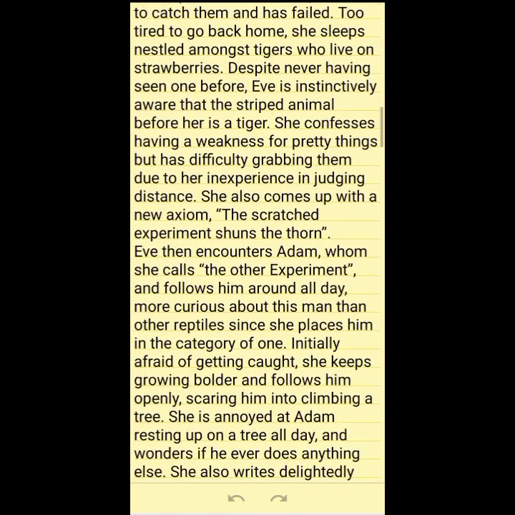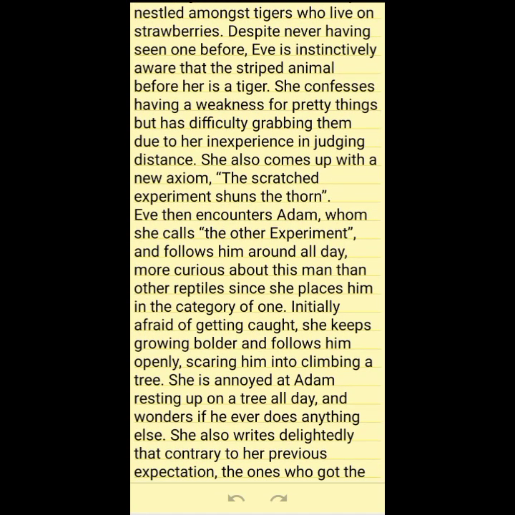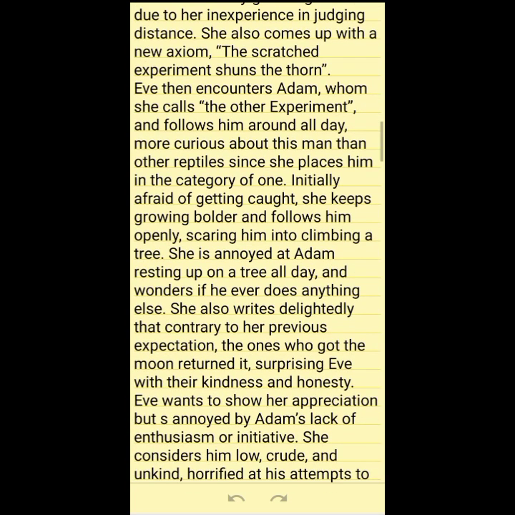Too tired to go back home, she sleeps nestled amongst tigers who live on strawberries. Despite never having seen one before, Eve is instinctively aware that the striped animal before her is a tiger. She confesses having a weakness for pretty things, but has difficulty grabbing them due to her inexperience in judging distance. She also comes up with a new axiom: the scratched experiment shuns the thorn.